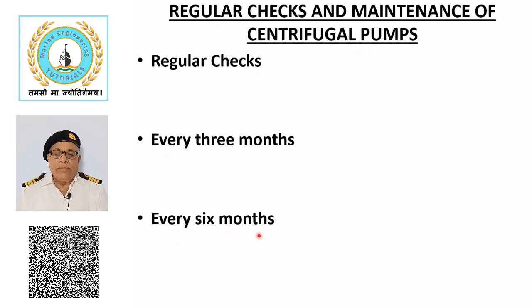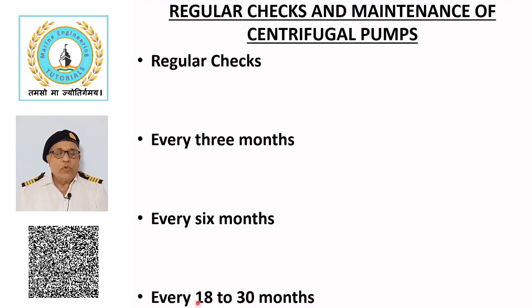Every 6 months: performance test of the pump should be carried out every 6 months. When the performance of the centrifugal pump drops below 90%, an inspection becomes necessary and wear rings may require replacement.